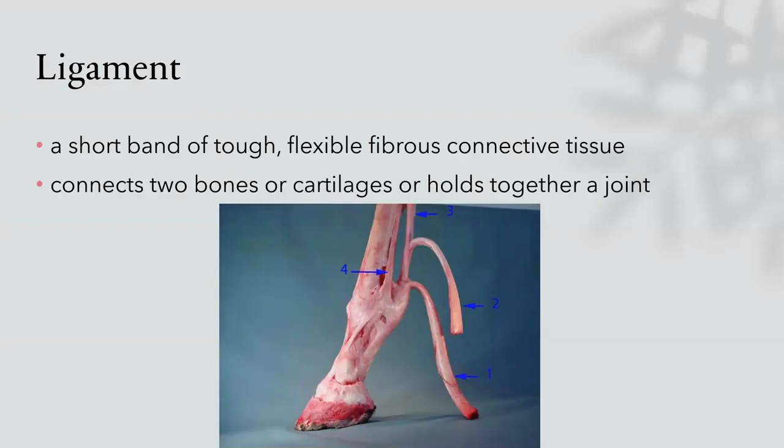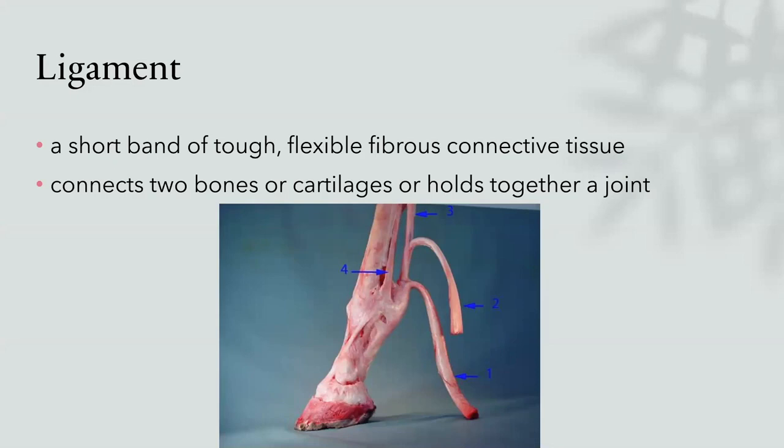Can anybody name me a ligament in the horse? The plantar ligament. Okay, so in the hind limb, excellent. Any others? Suspensory. Awesome. So suspensory ligament is probably the primary one we think of.